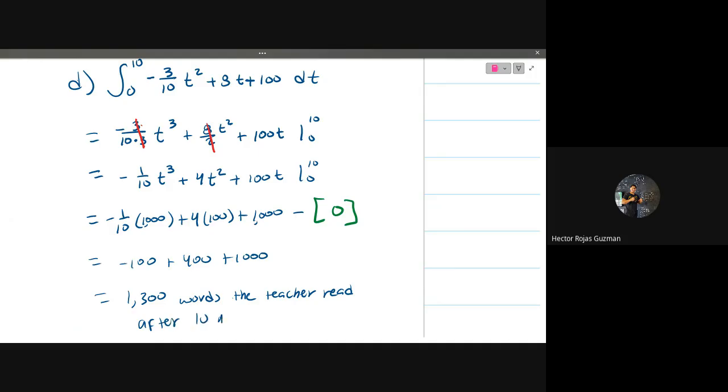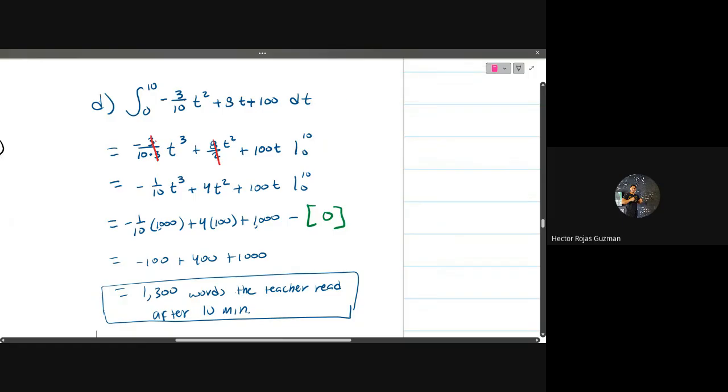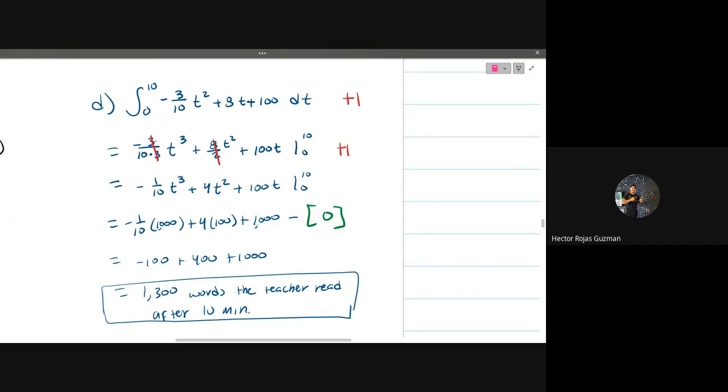After 10 minutes. Okay, and we get 3 points for this question actually. 1 point for setting up the integral, 1 point for getting the correct antiderivative, and 1 point for the answer with the context.